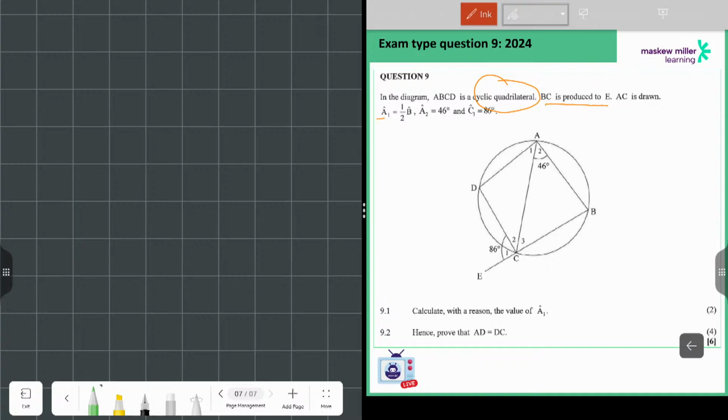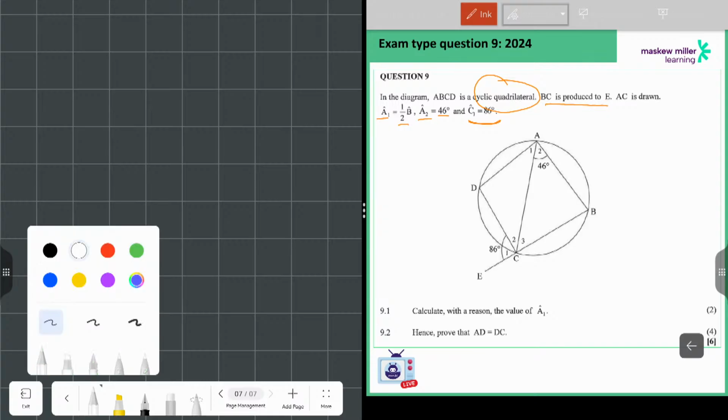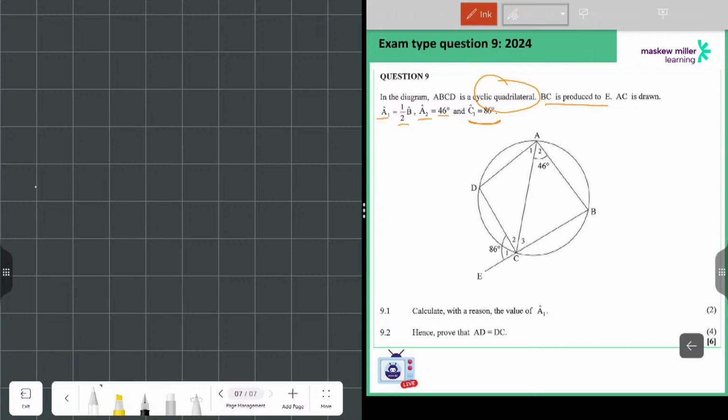But then we are given information. We're told that A1 equals half of angle B. It's not equal to angle B, people, it is just half of angle B, right? We're told that A2 is 46 and that C1 is 86, right? That one is straightforward. There's nothing much that we can do. The information is just as it is on the diagram. Okay, so calculate with reason the value of A1.